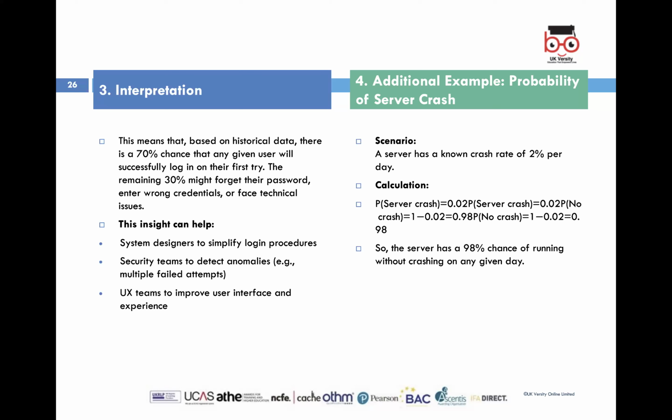Additional example, probability of server crash. A server has a known crash rate of 2% per day. P(server crash) equals 0.02. So therefore, P(no crash) equals 1 minus 0.02, which equals 0.98. Therefore, the server has a 98% chance of running without crashing on any given day.